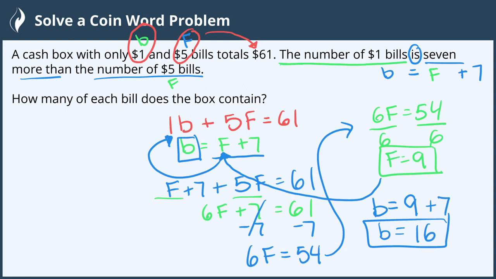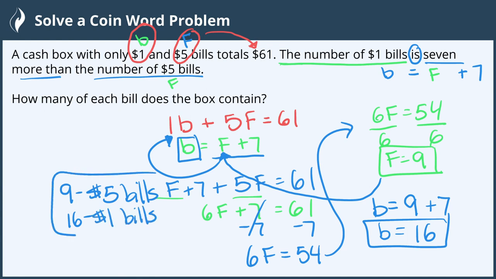So to write out our answer formally, we have 9 $5 bills and 16 $1 bills, and we're all done.